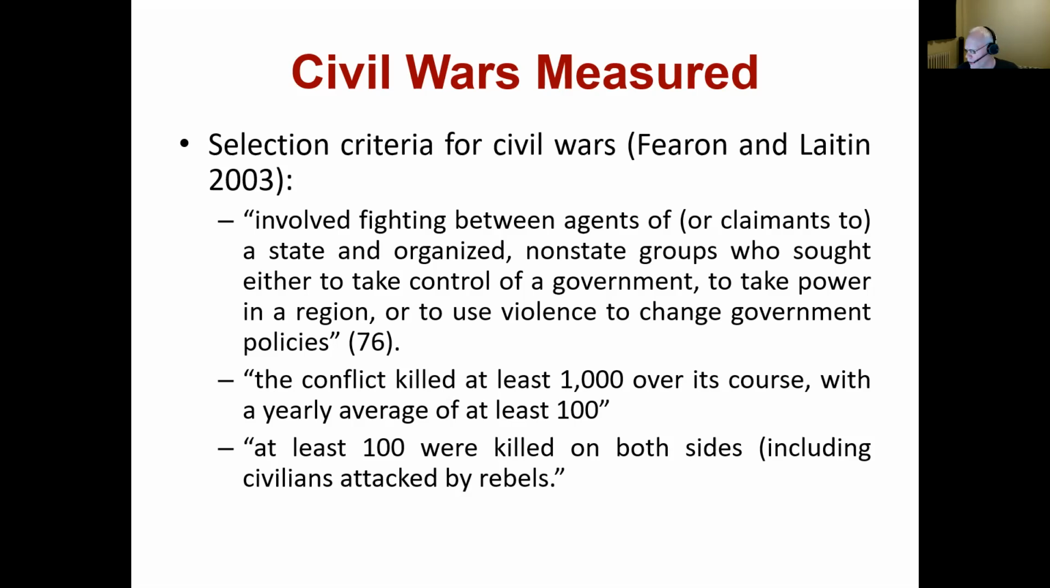And at least 100 were killed on both sides, including civilians attacked by rebels. So this is just to make sure that it's not one side slaughtering another side uniquely, in which case we won't really be calling it a war. We could be giving it some other definition, but it's got to involve at least some level of combat capabilities from both sides.